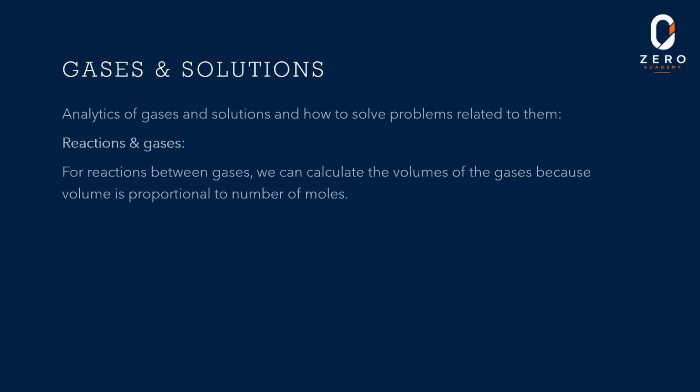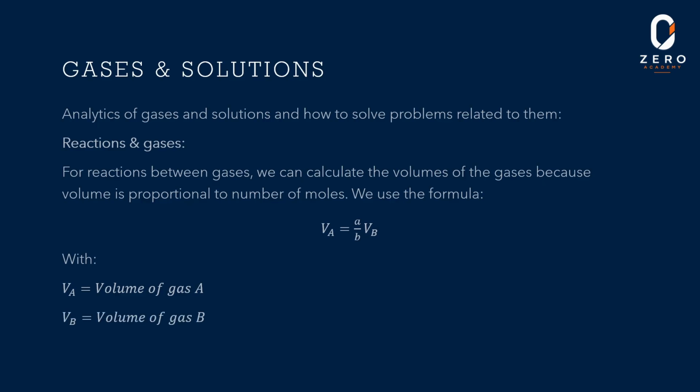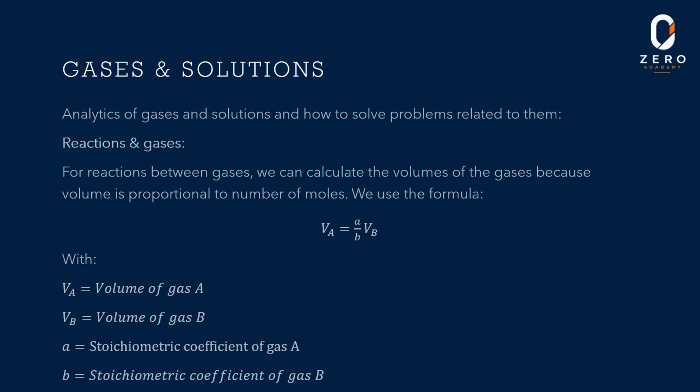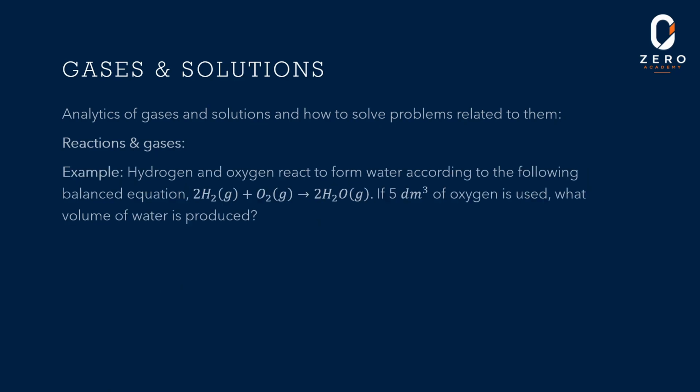For a reaction between gases, we can calculate the volume of the gases because the volume is proportional to the number of moles. And hence, VA = A/B multiplied by VB, where VA is the volume of gas A, VB is the volume of gas B, A is the stoichiometric coefficient of gas A, and lastly, B is the stoichiometric coefficient of gas B. Moving on, let's take a look at an example.